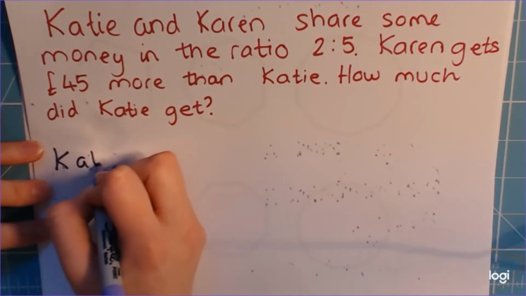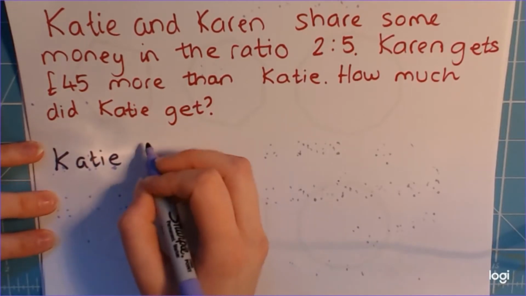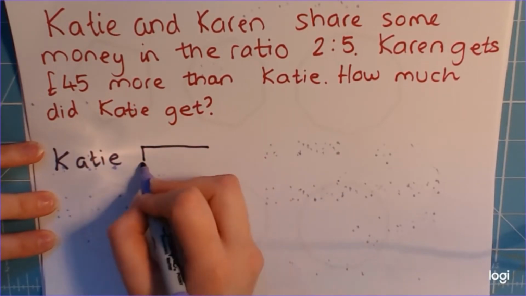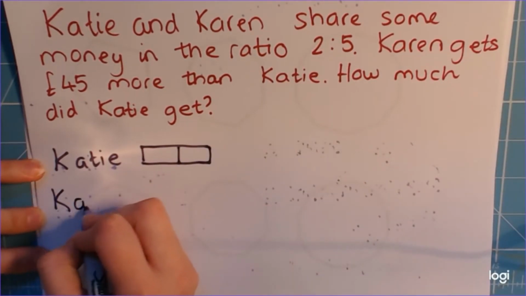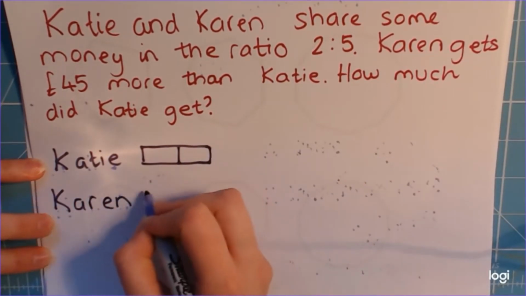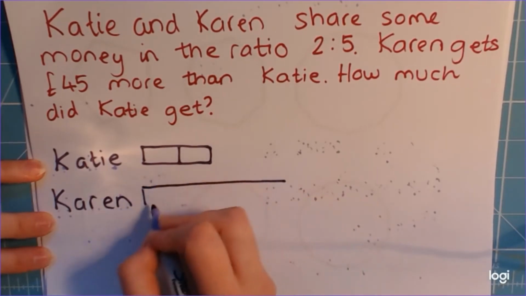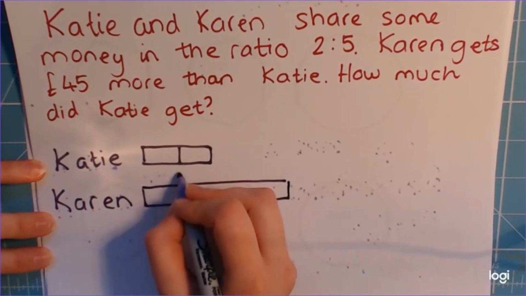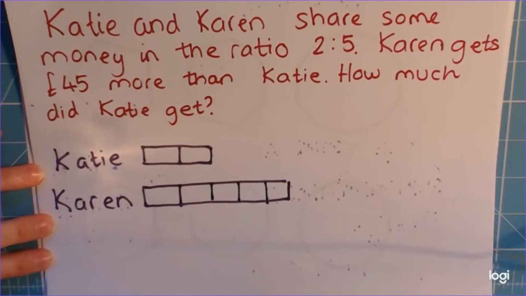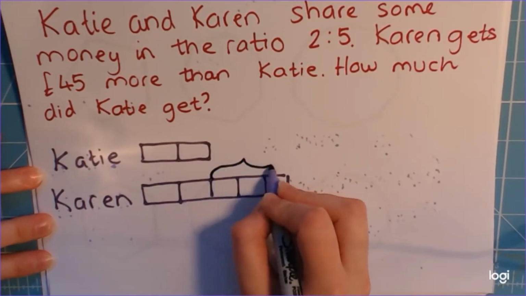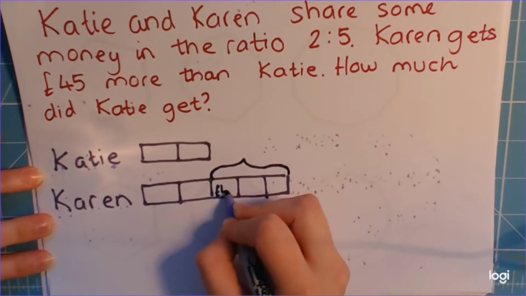So Katie, you can't shorten them, has got 2 portions of the ratio. Her name comes first, so she gets the first number. And Karen is getting 5. So again, we're going to make sure 1, 2, 3, 4, 5. Karen's getting £45 more, so that's represented by the bit that hangs over the end. So our £45 is this part here.